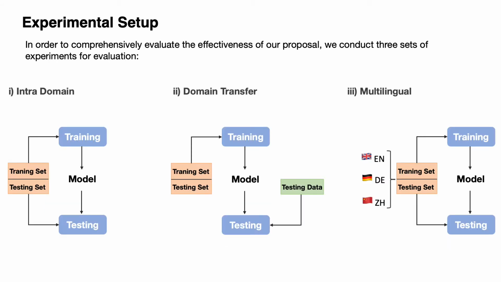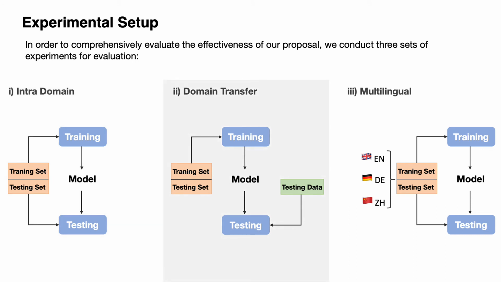The final part of the presentation is about the experimental results to understand the effectiveness of our proposal. To be more comprehensive, we conduct 3 sets of experiments for evaluation. The first is the intra-domain experiment. We train and test the models in the same domain or dataset.